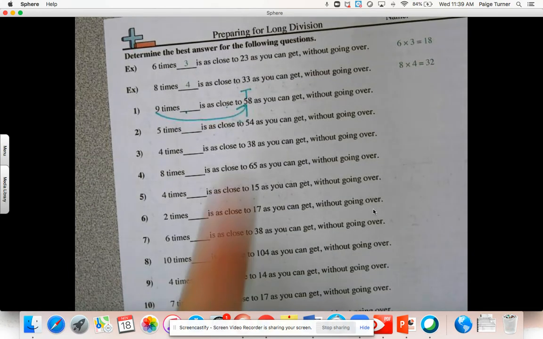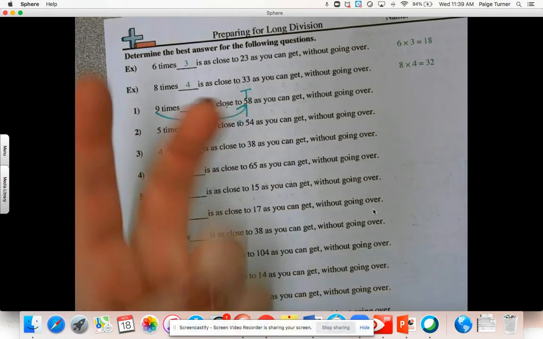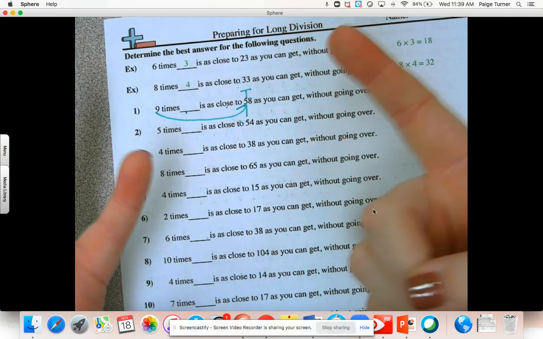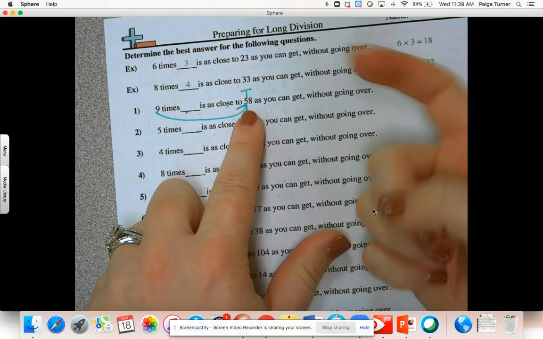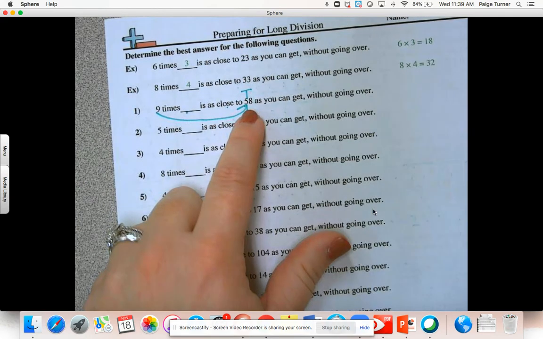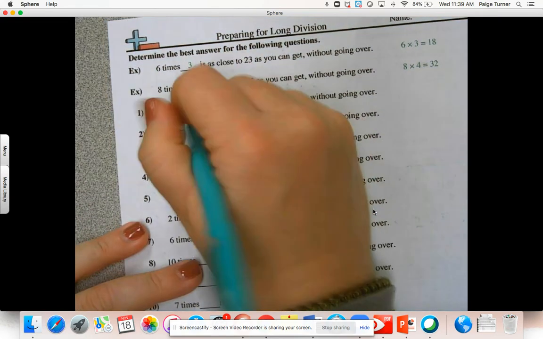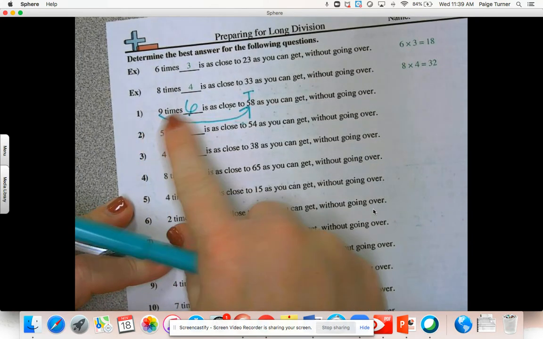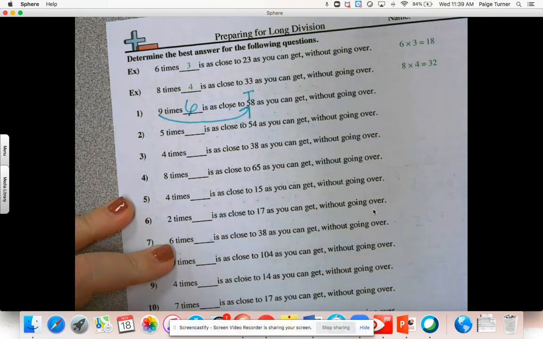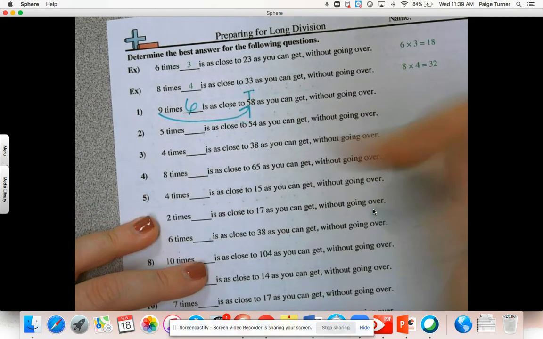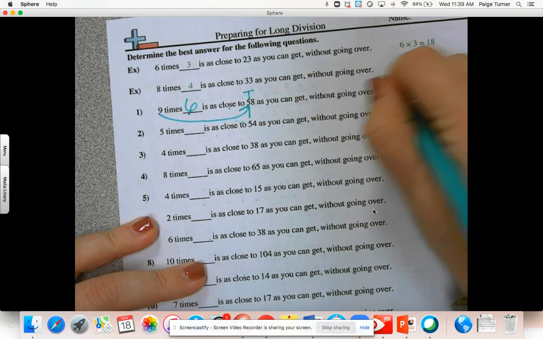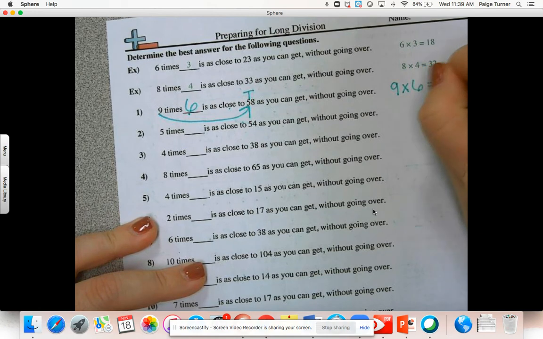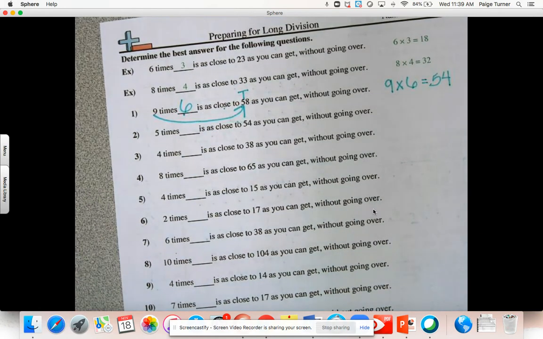So count with me here. We're going to do 9, 18, 27, 36, 45, 54. If I add another 9 to 54, I'm going to go over 58. So I can only count by 9 six times. So we would say here that 9 times 6 is as close as we can get to the number 58 without going over. And that's because, and we're going to write this off to the side here, 9 times 6 equals 54.